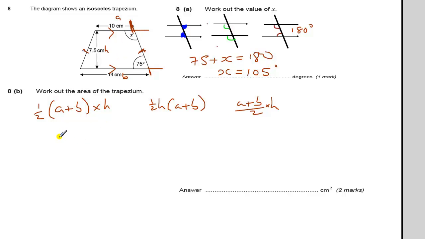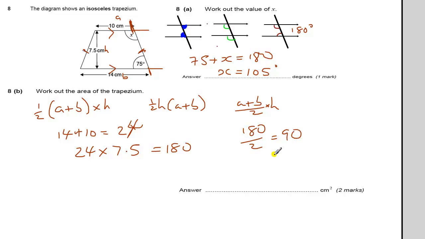So we add the two parallel sides, 10 plus 14, which is 24, times by 7.5, I think it's 180, and then yep, 180, and then we need to halve it, so we do 180 divided by 2, which is 90. So we have an area of 90 centimeters squared.